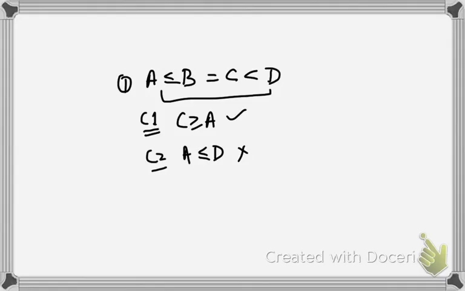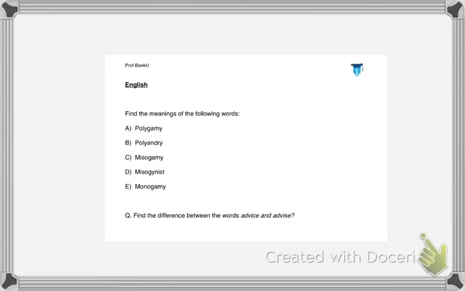Now we move on to the English part that we shared with you, and it is basically your knowledge part. At the end, I'll summarize the math and reasoning sections. First of all, let's cover the English portion. In English, you were given 5 words, and you have to find out the meaning. And you were given 2 words, advice with a C and advice with an S, and you have to find the difference between them.